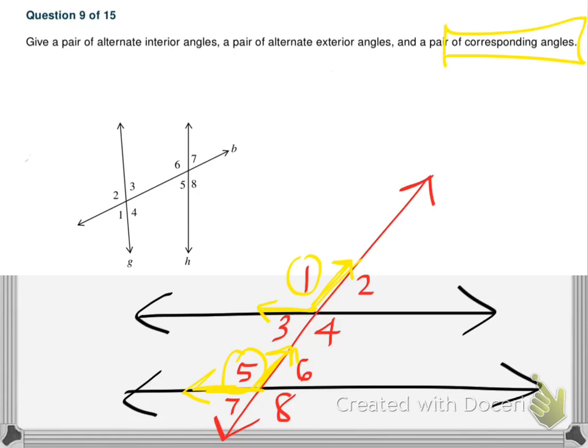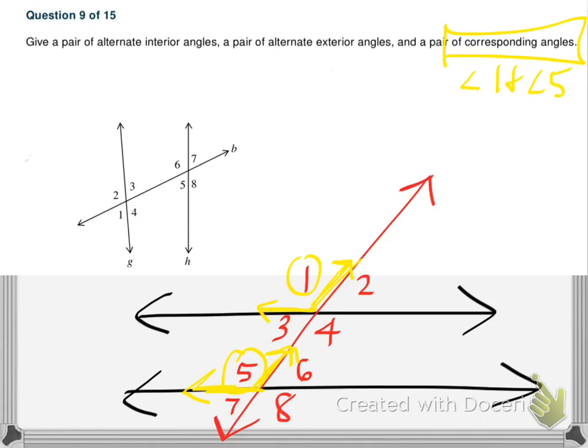Corresponding angles are congruent. They're angles that are in the same position. So both of these angles are on the left side of the transversal, the red line, and both of them are above the parallel lines, which are the two black lines. So corresponding angles, the first pair in my example, will be angle 1 and angle 5.